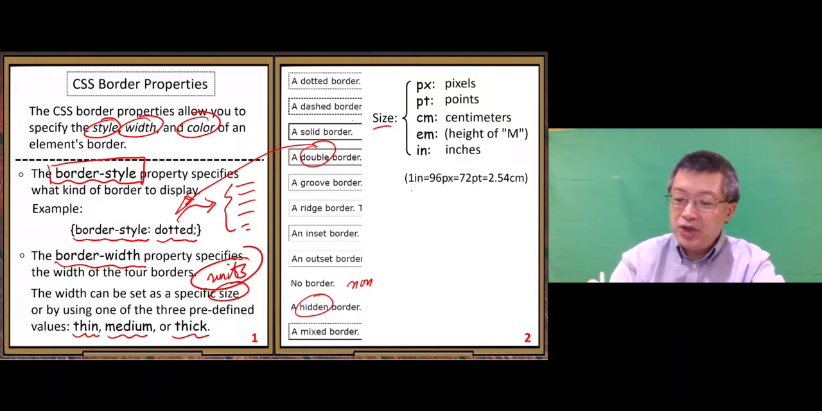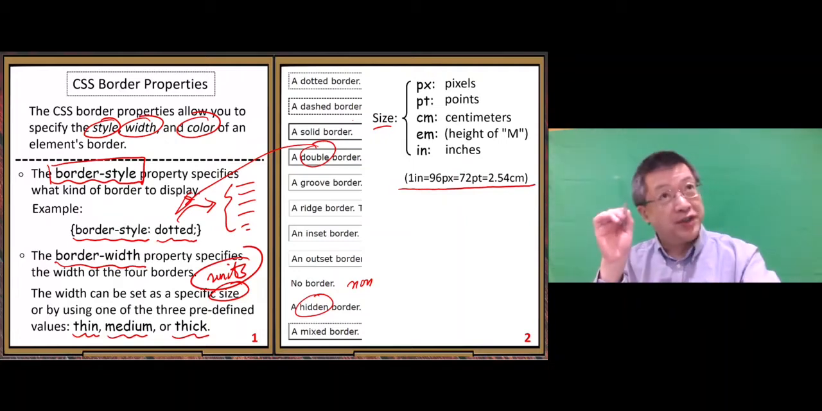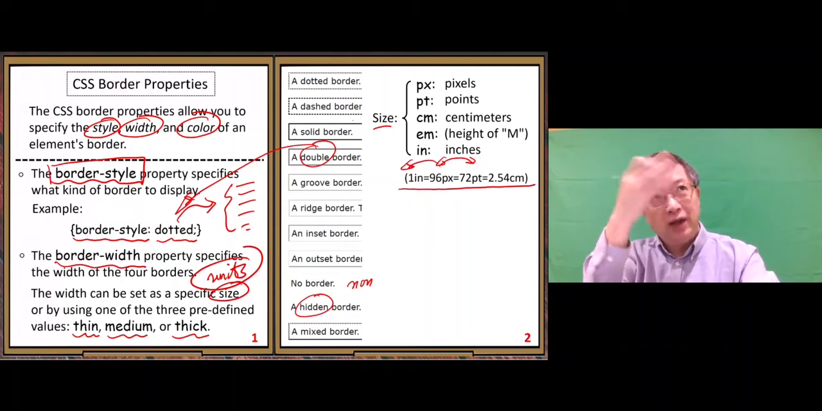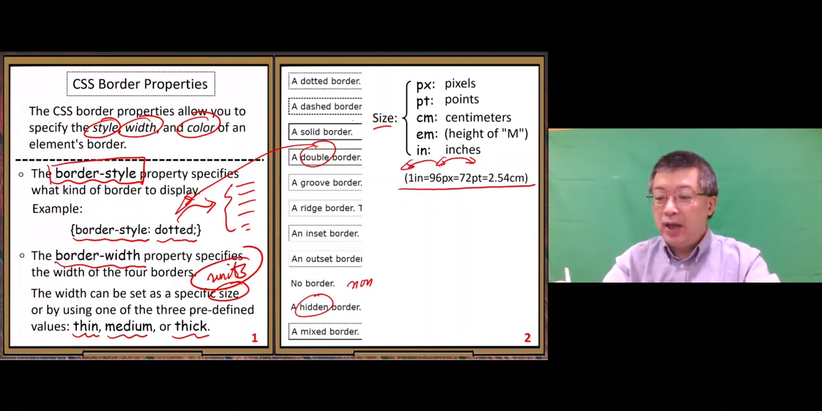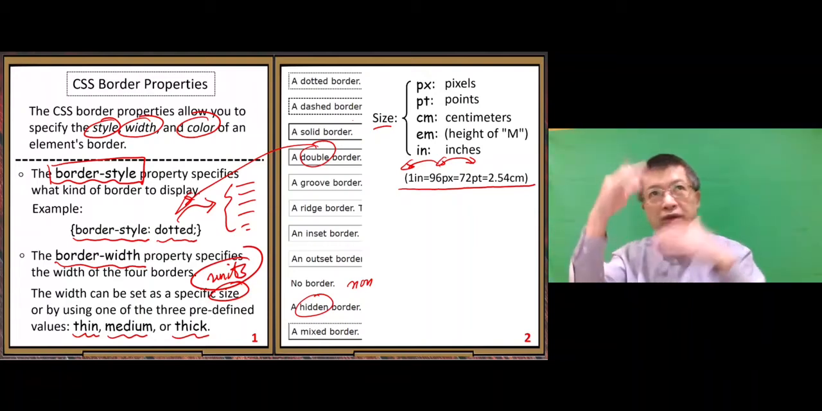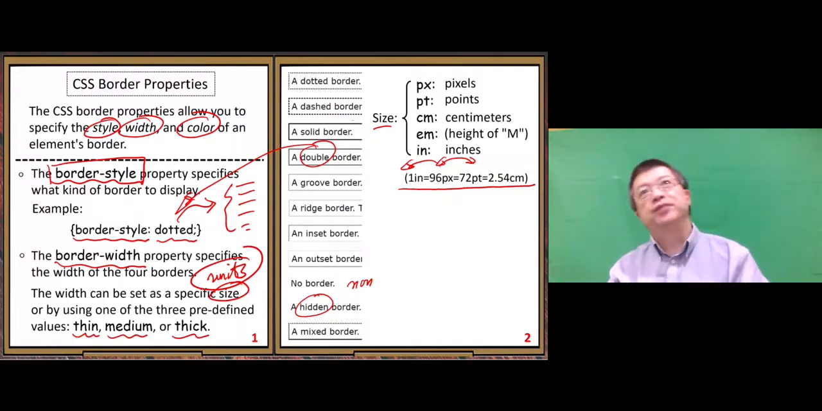Then for the relationship, 1 inch equals 96 pixels, 72 points. Okay. So that's the exact definition with the inch unit, and 2.54 centimeters. Okay, yeah. So that's the exact relationship between those 4 absolute units. So you get an idea.